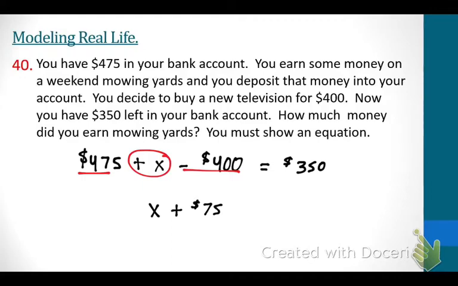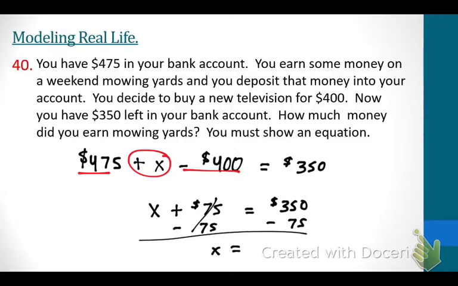Positive $75 equals 350. Brandon, how do I get x by itself? Minus 75. Correct. We are going to subtract 75 on both sides. Class, what's the answer? $275 is the amount that you earn for mowing yards.